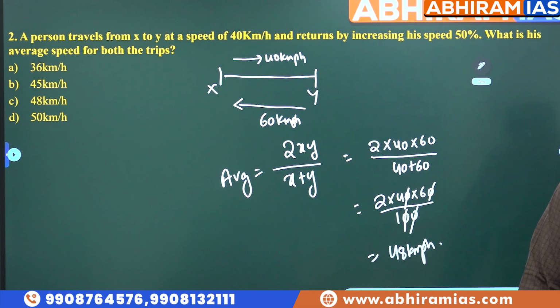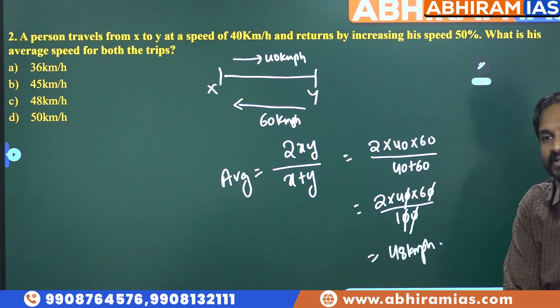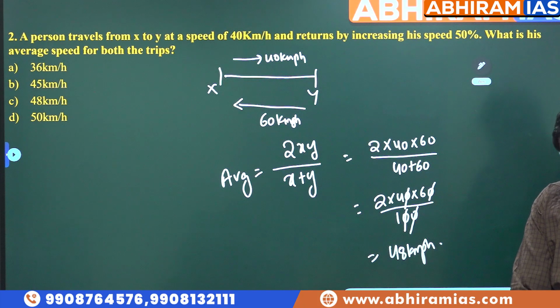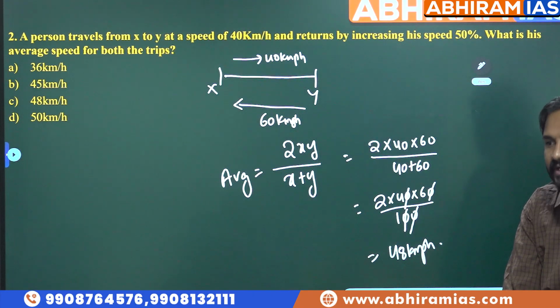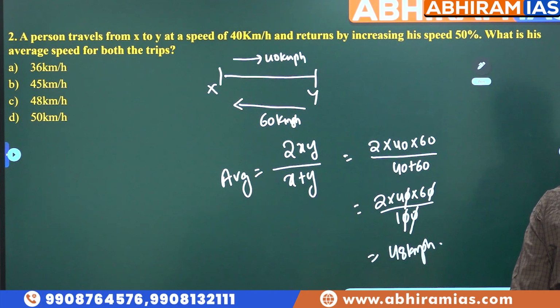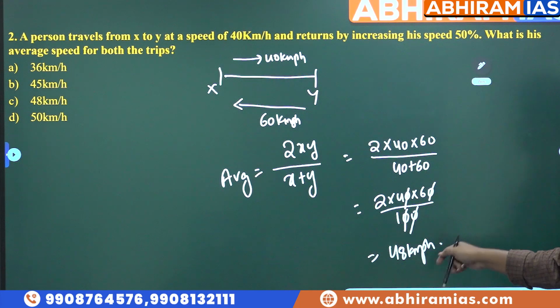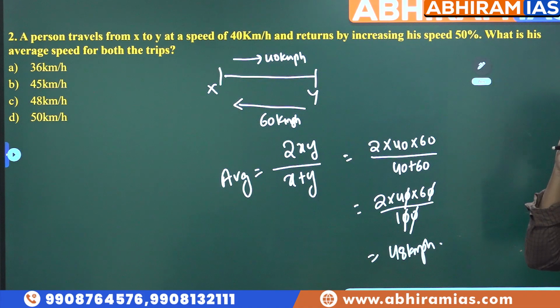When distance is constant, once again I am repeating, average speed will become 2xy by x plus y. When distance is different, average speed will become what? Total distance traveled by total time taken. Average speed is equal to total distance traveled by total time taken. That is the standard formula for average speed. But here, if the distance is constant, it becomes 2xy by x plus y.